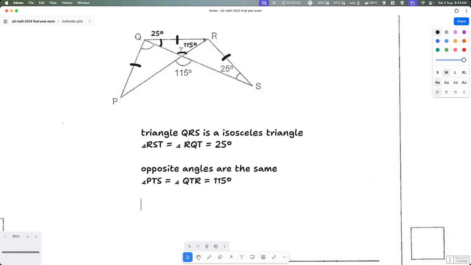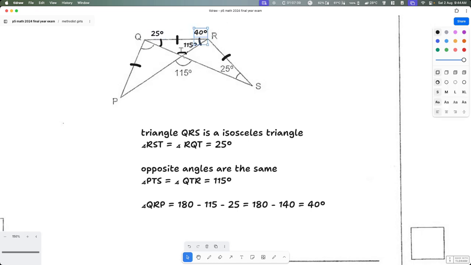So that means we can get angle QRP. So angle QRP is equal to 180 minus 115 minus 25. So it's 180 minus 140, which is equal to 40 degrees. That's what you see over here. So in this case, we know that this over here is 40 degrees, right?